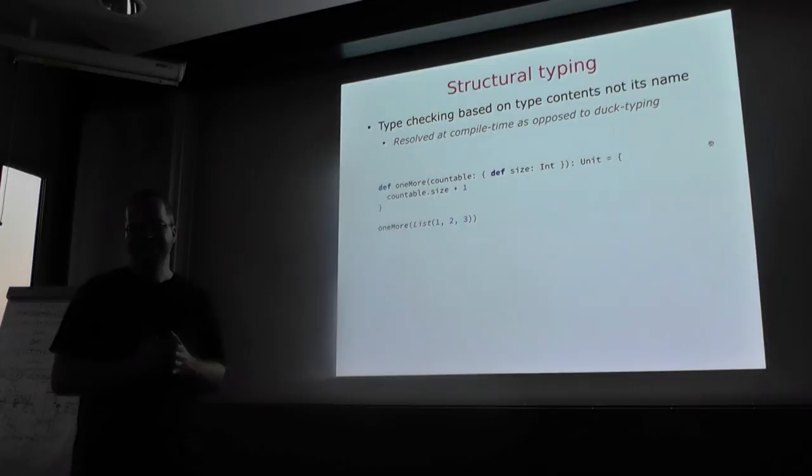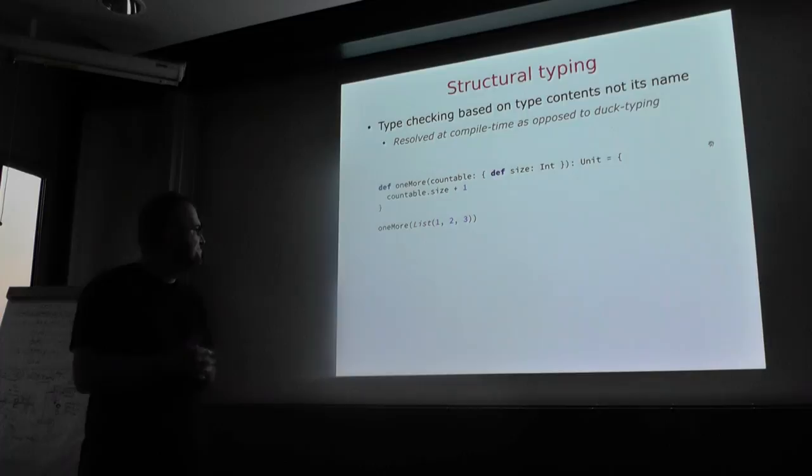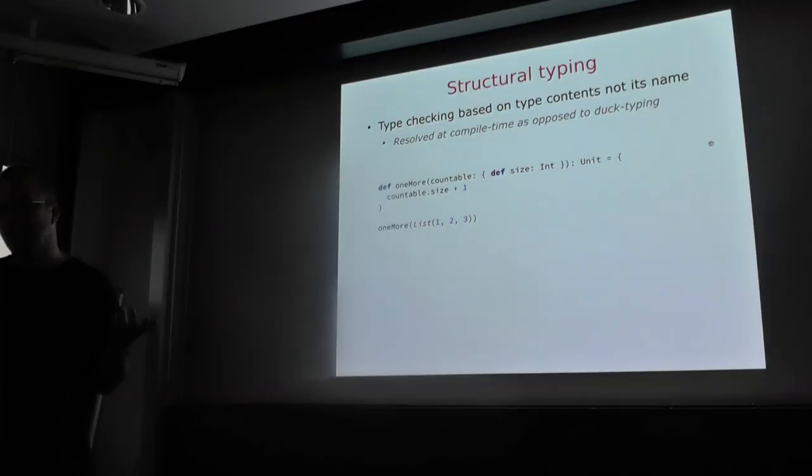Yes, it's structural typing. Basically, how I always remember it is: just like you have anonymous functions, lambdas, right? They have everything but no name. These are anonymous types. They have structure, but they have no name. And you match that.